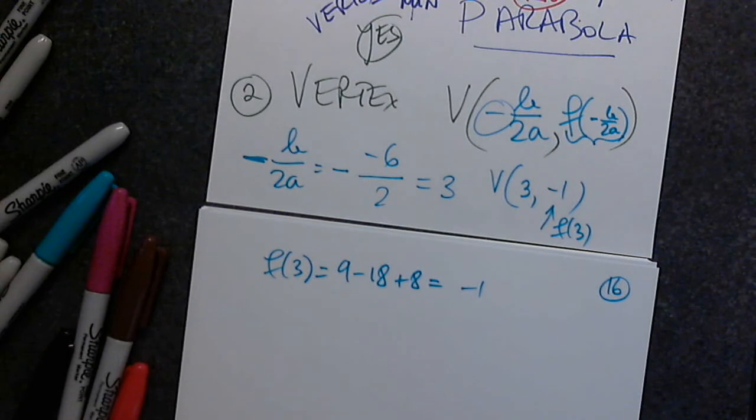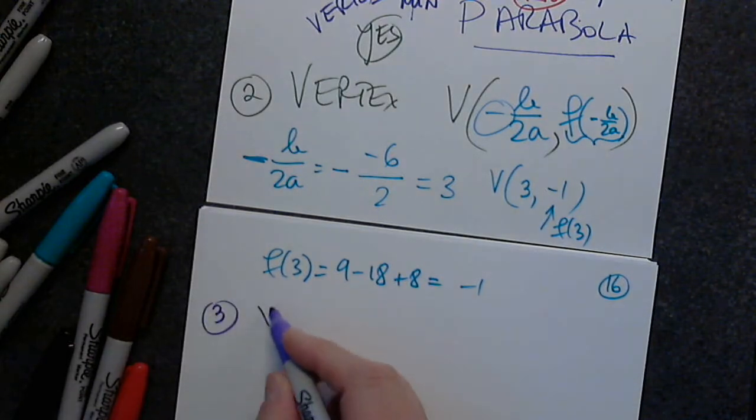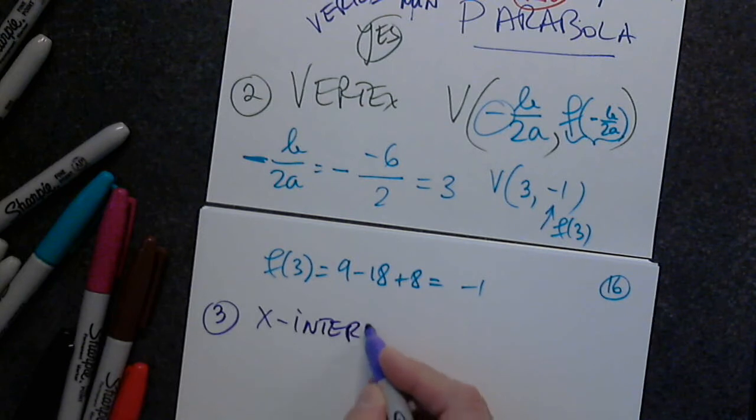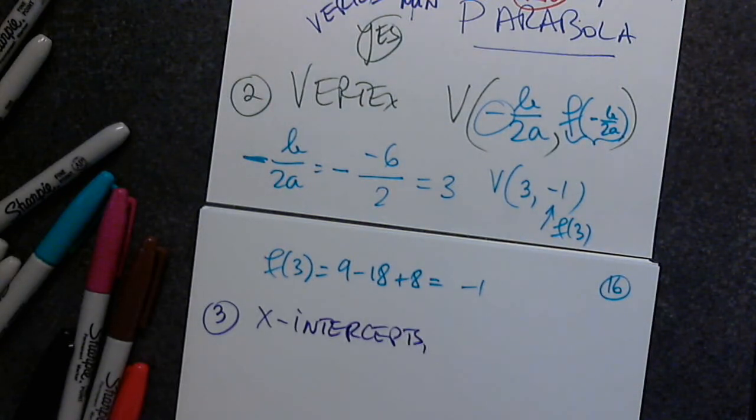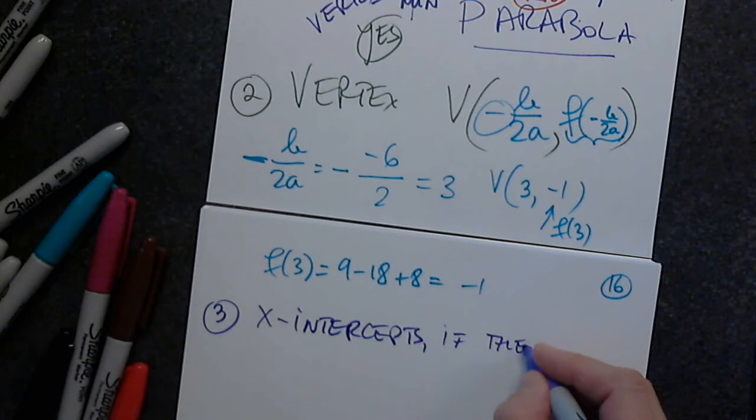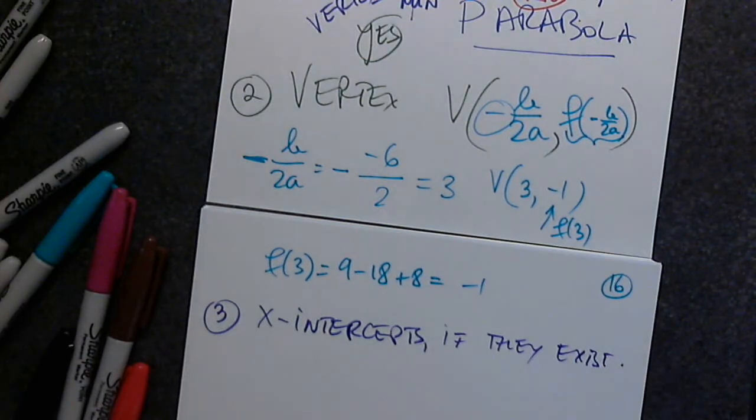In the next step, which is step 3, I find the x-intercepts, something very important now, comma, if they exist. What does this mean, if they exist? The function has a minimum or a maximum. Minimum, very good. So if it has a minimum, it looks like this.